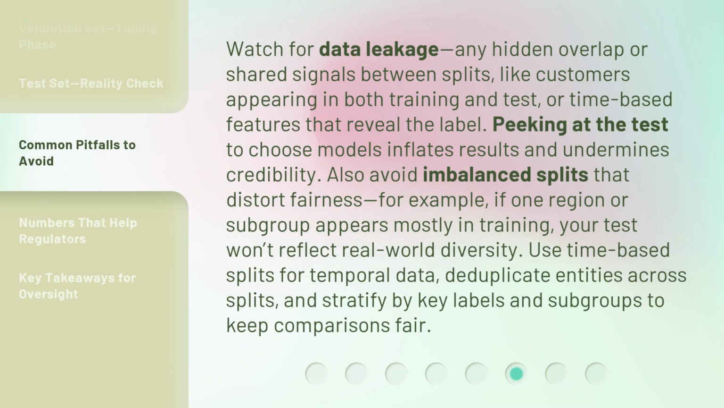Watch for data leakage. Any hidden overlap or shared signals between splits, like customers appearing in both training and test, or time-based features that reveal the label. Peeking at the test to choose models inflates results and undermines credibility. Also avoid imbalanced splits that distort fairness. For example, if one region or subgroup appears mostly in training, your test won't reflect real-world diversity. Use time-based splits for temporal data, deduplicate entities across splits, and stratify by key labels and subgroups to keep comparisons fair.